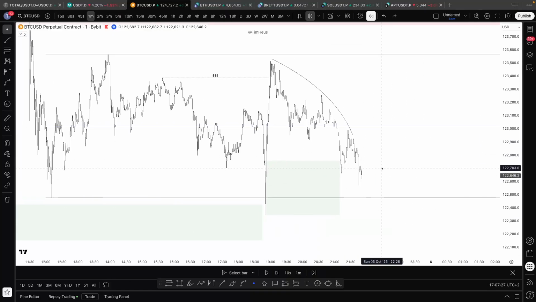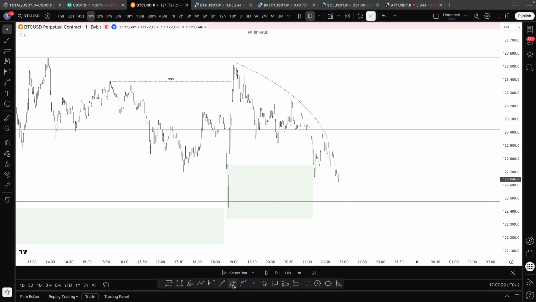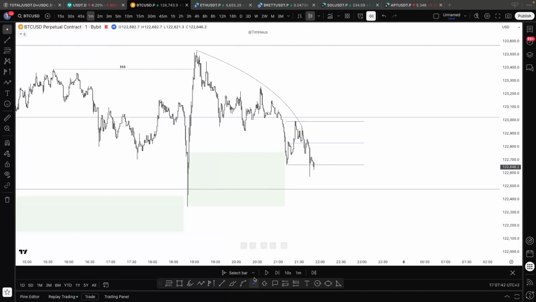And you even kind of form a range right here, where structure goes like this, boom, boom, boom, and makes lower lows, lower highs. So you can draw your range from low to high and maybe watch for a Wyckoff inside of a Wyckoff. So let's watch what happens here. And price didn't really find acceptance back inside of the range.